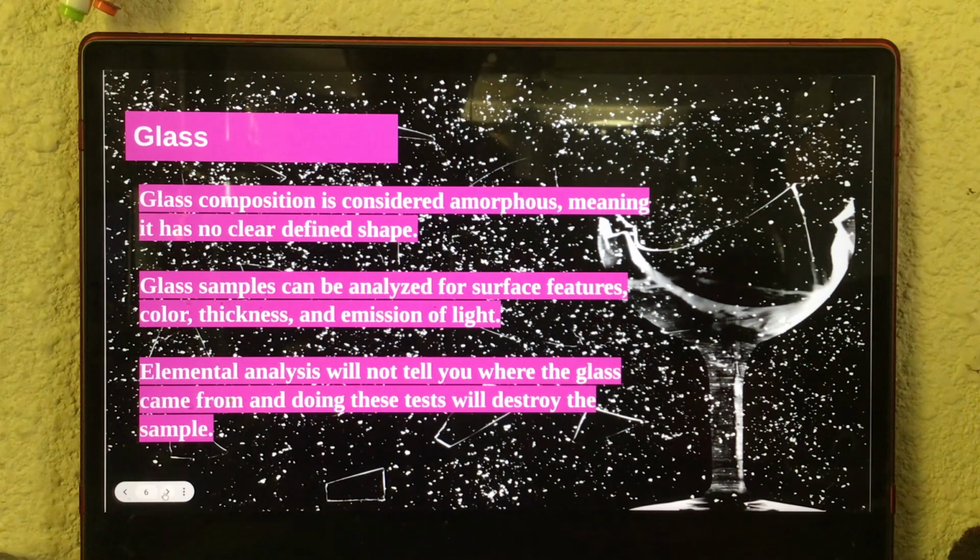Glass composition is considered amorphous, meaning it has no clear defined shape. The molecules and atoms have no set arrangement since glass is silicon oxide, heated up until it melts. There are many types of glass, but a few are more commonly seen as evidence.